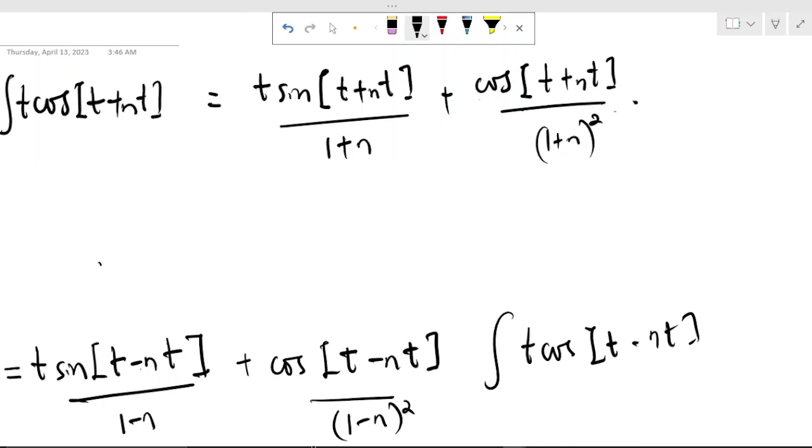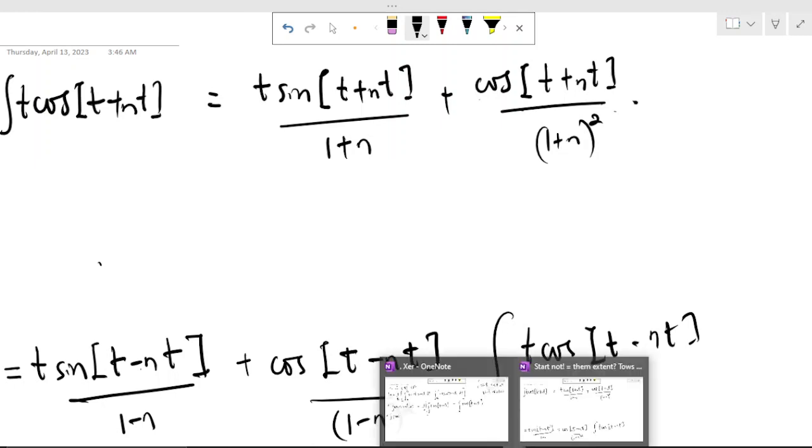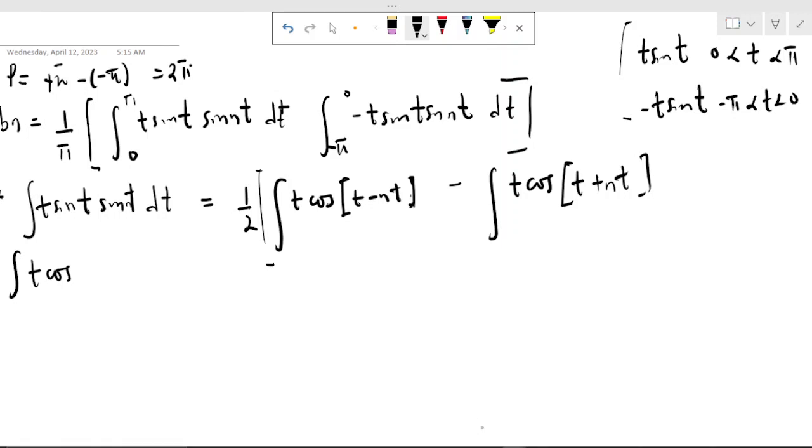So putting them together, we have 1 over 2 pi, based on the 1 over pi that we have here. Or even before we do this, let's come back here and put our limits, just to make our work faster. So we have 0 to pi here, and we have minus pi to 0 here. So let's do it for each of them.